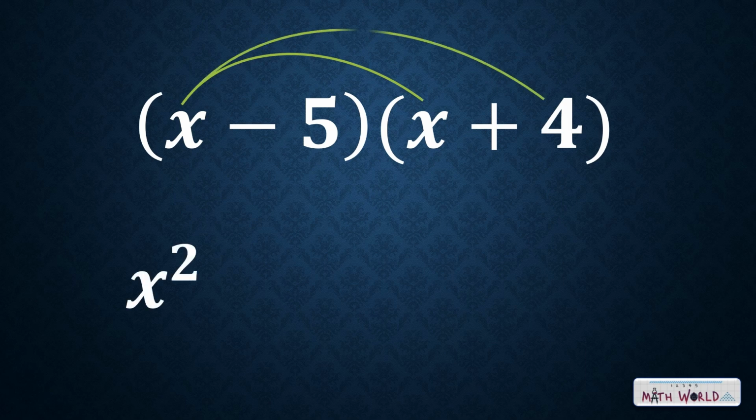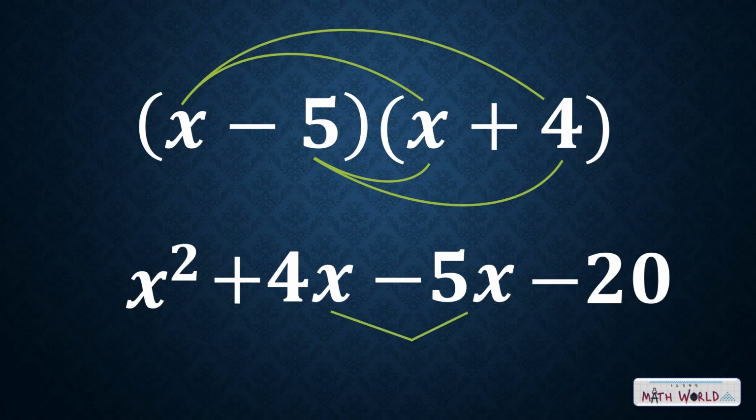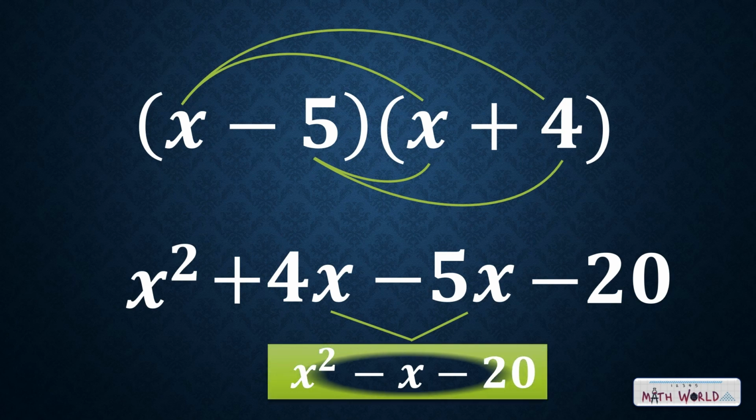x times 4 is 4x. Negative 5 times x is minus 5x. And negative 5 times 4 is negative 20. Now we add these terms together, which gives us x squared minus x minus 20.